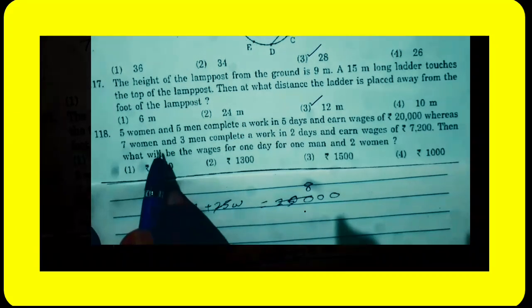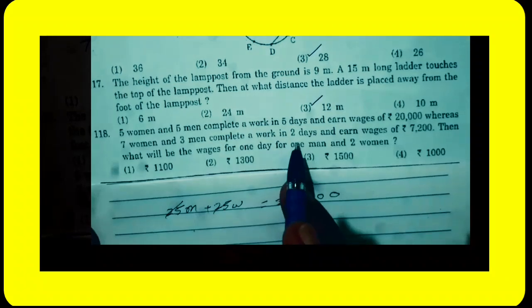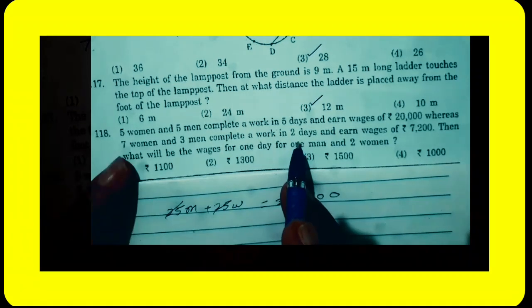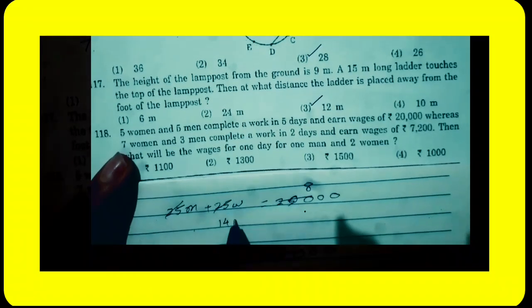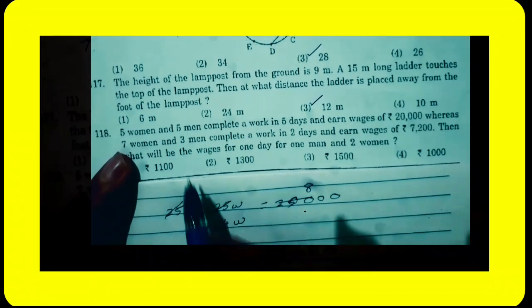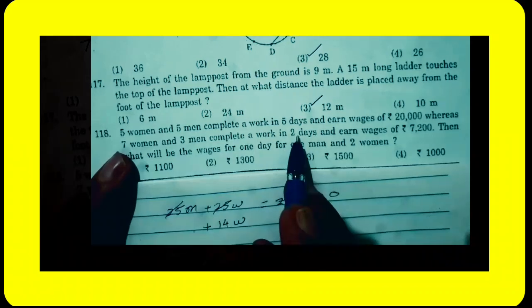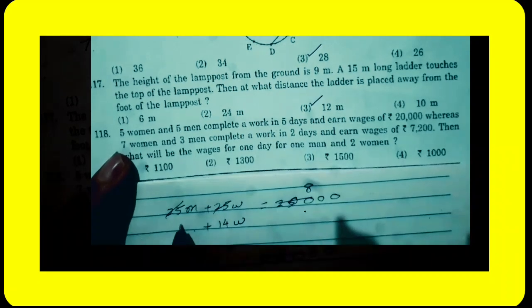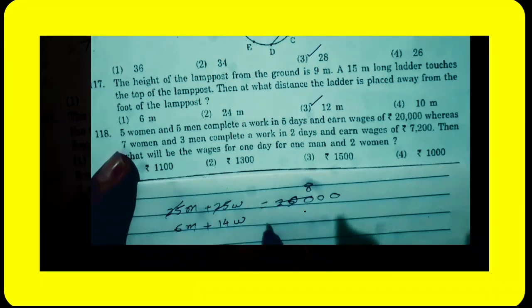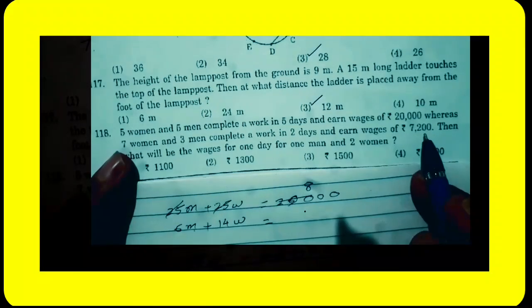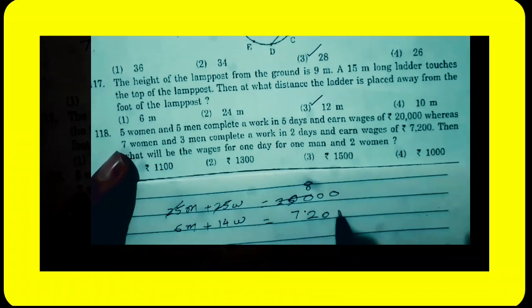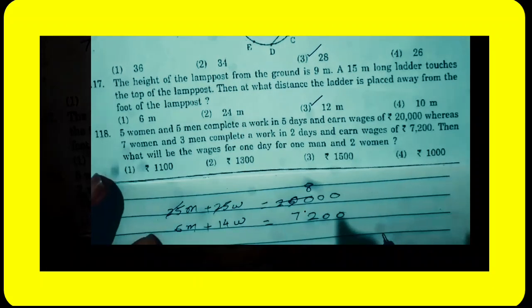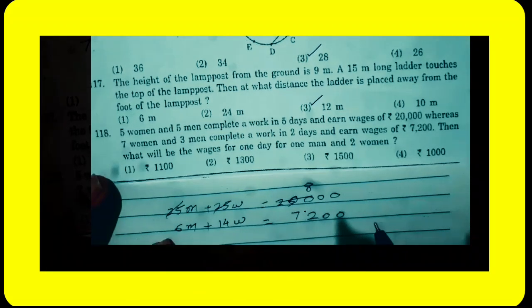Now 7 women. 2 day. That is 14 women. And 3 men. 2 day. That is 6 men. Get 700 and 7,200.